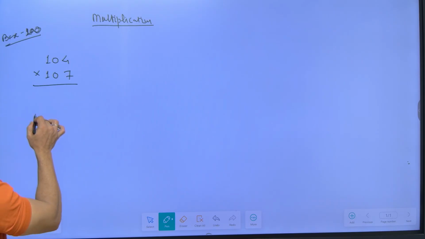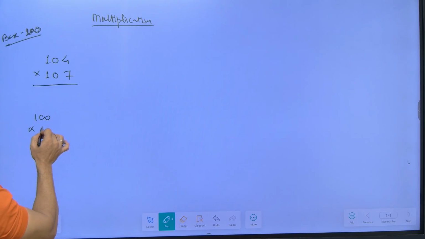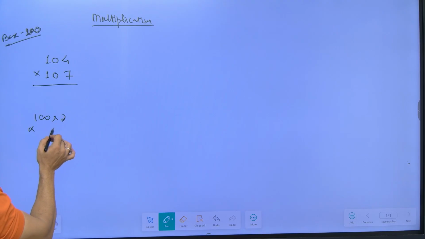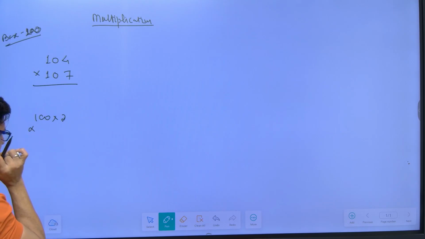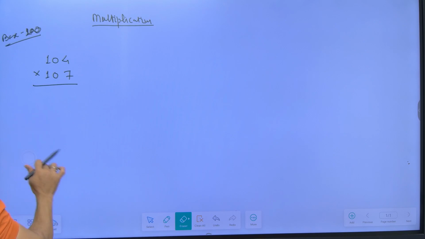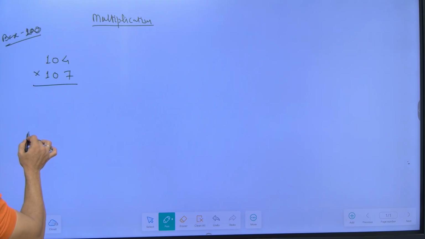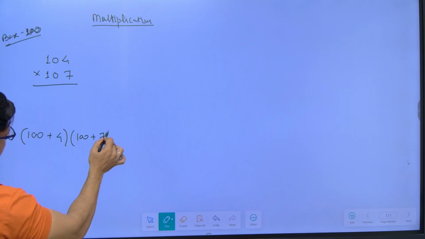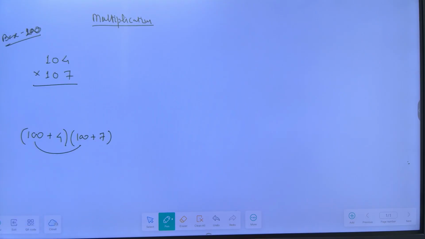There are various ways. You can write 100 plus 4 as 104 and then multiply this with this, and then this with this, then this with this, and then this with this. That is how you do. It's basically the same as 104 into 107, that 7 4s are 28, 707. You are doing the same thing, right?